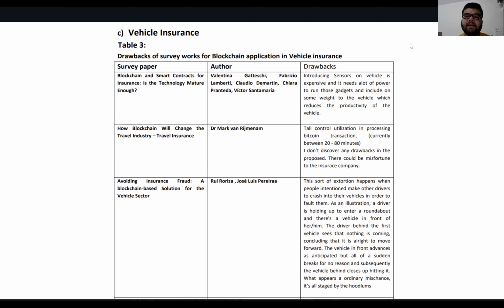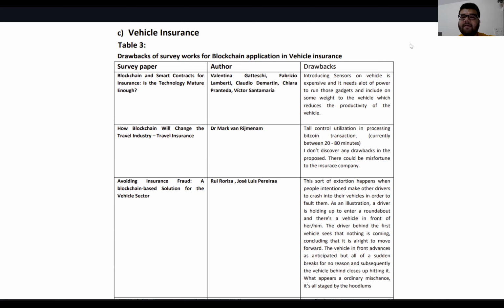I don't discover any drawbacks in this proposal. There could be misfortune to the insurance company. So the next one I'll be talking about is the paper called Avoiding Insurance Fraud, a blockchain-based solution for the vehicle sector. The authors are Rui, Jose, and the drawbacks include this sort of fraud, which happens when some people intentionally make other drivers crash into their vehicles in order to defraud them.